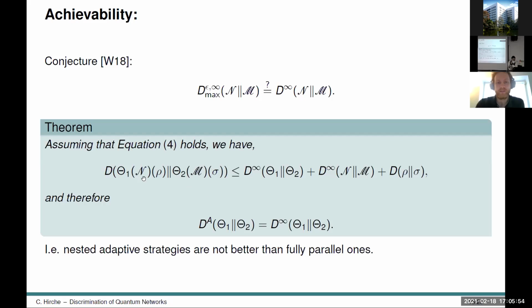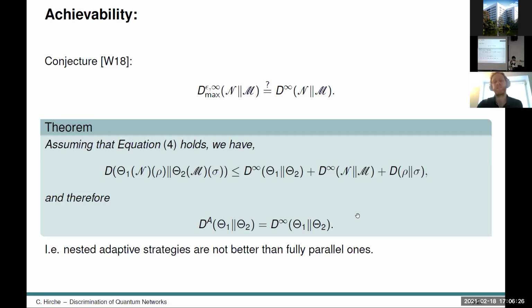They had it for channels acting on states. And having this chain rule, it's actually quite easy to show that the two quantities I discussed before on networks turn out to be equal. So the amortized superchannel relative entropy and the regularized superchannel relative entropy would be equal, given that the conjecture by Andreas holds.